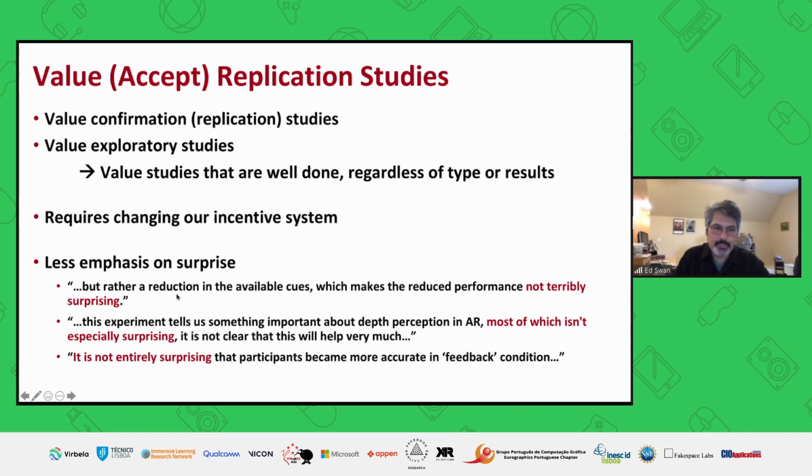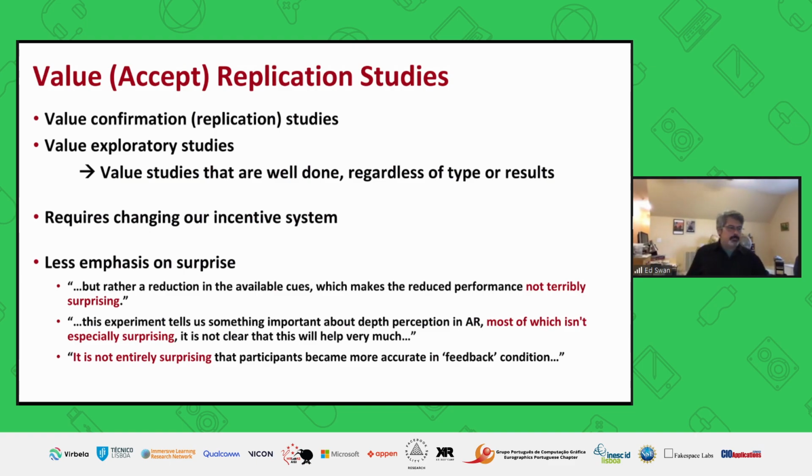So here are these comments, which I copied directly from the reviewer comments. "Rather a reduction in the availability cues, which makes the reduced performance not terribly surprising." "This experiment tells us something important about depth perception in AR, most of which isn't especially surprising." "It is not clear that this will help very much." "It is not entirely surprising that participants became more accurate in the feedback conditions." So many of us have gotten comments like this: it's nice you did this work, but it's not surprising, so it should not be accepted.